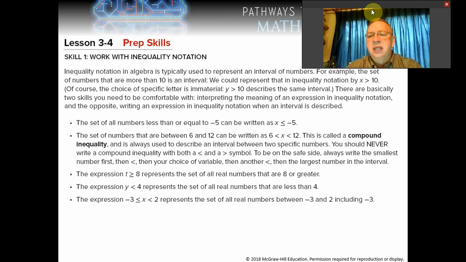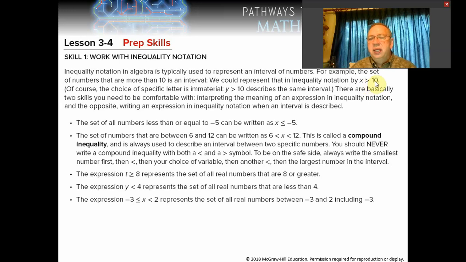Welcome back, Math 110. Let's continue with lesson 3.4, and we're going to start working with some inequality notation this time, or review and work with some. So let's get started. Inequality notation in algebra is typically used to represent an interval of numbers. For example, the set of numbers that are more than 10 is an interval. We could represent that in inequality notation by x greater than 10.